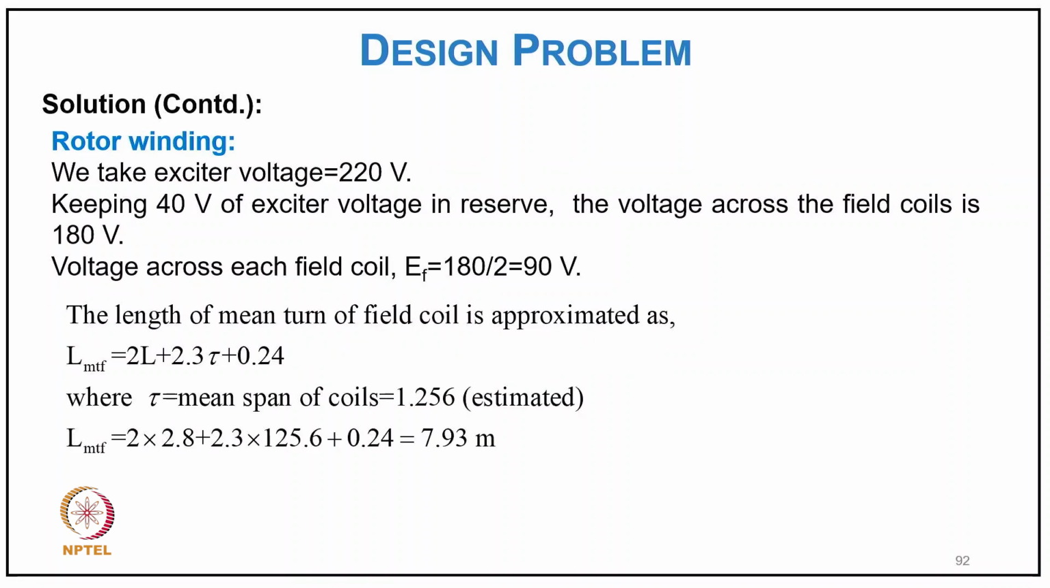Now rotor winding. We take exciter voltage 220, keeping 40 volt for exciter in reserve. The voltage across the field winding is 180 volt. The voltage across each field coil EF equal to 180 by 2, that is 90 volt, and the length of mean turn of field coil is LMT equal to L plus 2.3 tau plus 0.24, where tau is the mean span of the coil. Taking approximately 1.256, the LMT comes about 7.93 meter.